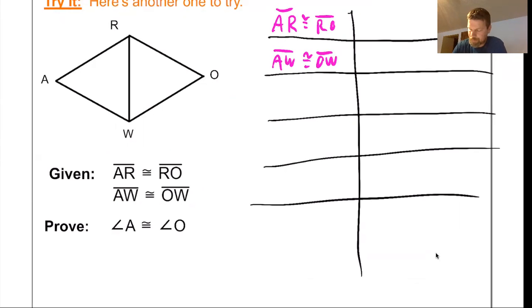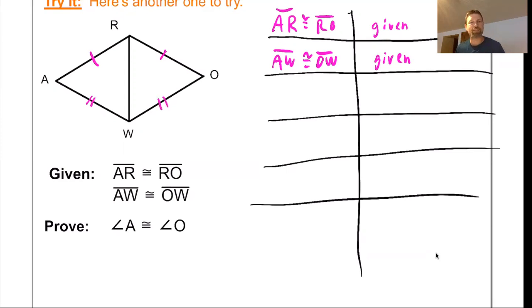Why do I know that? They were given to be true. So like that's an easy one. So all proofs you can at least get the very start by just writing the givens. After you write the givens, it's a really good idea to mark those on the picture because then it'll give you an idea of where else you need to go with the proof. So let's see here. Here's AR and RO, those are the same. AW, OW, those are the same.